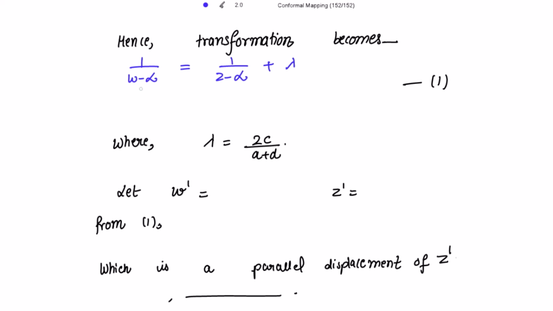Let's take 1 over W minus alpha as W dash and 1 over Z minus alpha as Z dash. So from the transformation we get W dash is equal to Z dash plus lambda, which is a parallel displacement of the Z dash plane, right?